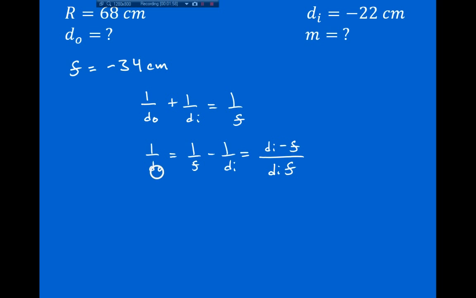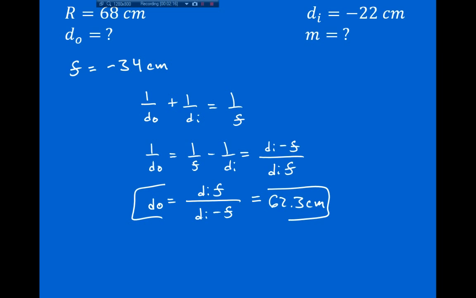And I do this because now it is very easy to flip this fraction. So if I solve for DO, I see that DO is going to be equal to DI times the focal length divided by DI minus the focal length. And if I plug these numbers into a calculator, I can see that the object is located 62.3 centimeters in front of the mirror. Now the next part of the question asks us to find the magnification.